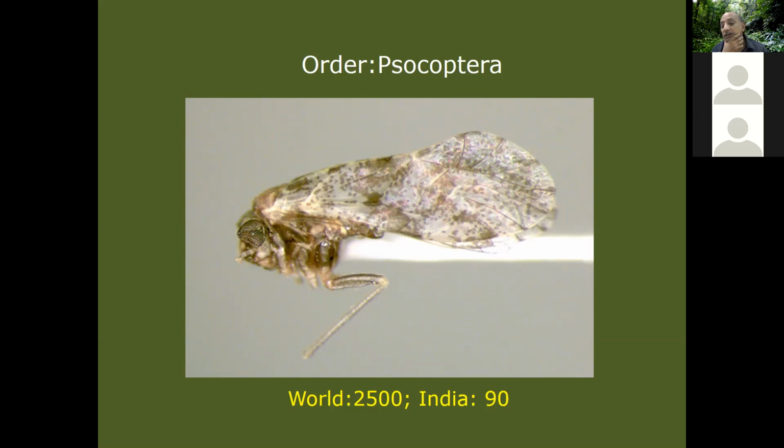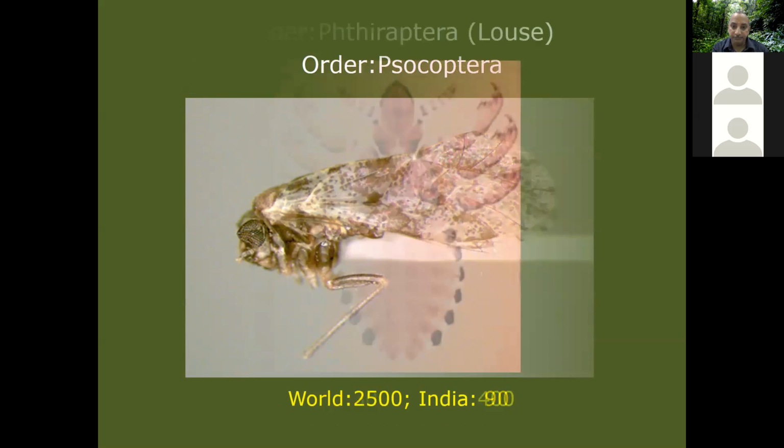They are very important in terms of litter degradation and soil ecosystems. You can see the Psocoptera insects. They are also small, tiny ones. You need microscopes to study them.